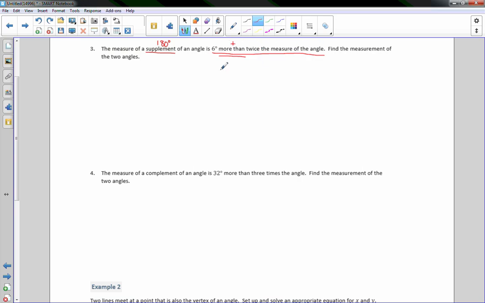So twice the measure of the angle. Let's call that 2x plus 6. So the measure of a supplement of an angle is 6 more than twice the measure of the angle. The angle is x. So we're taking twice that angle plus 6, plus the original angle. So this is the supplement to this. If that's confusing to you, that adds up to 180 degrees.